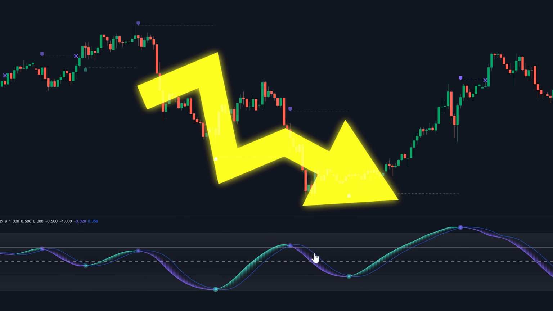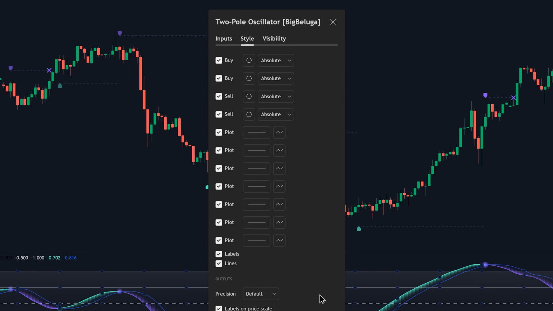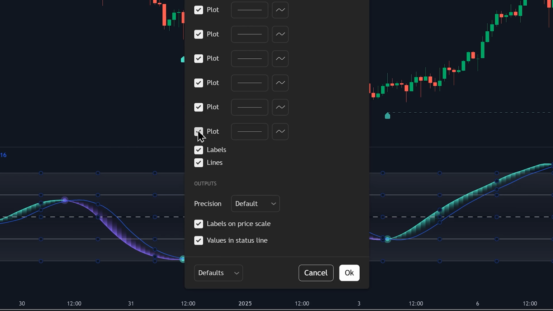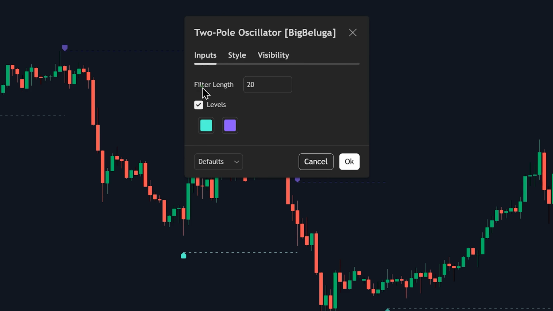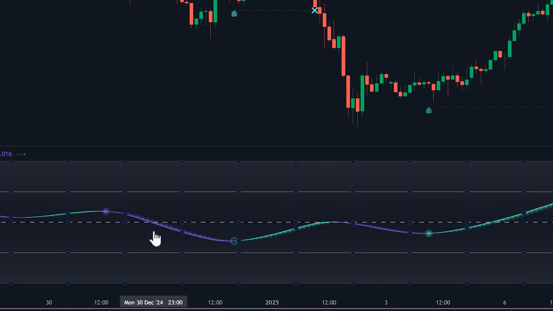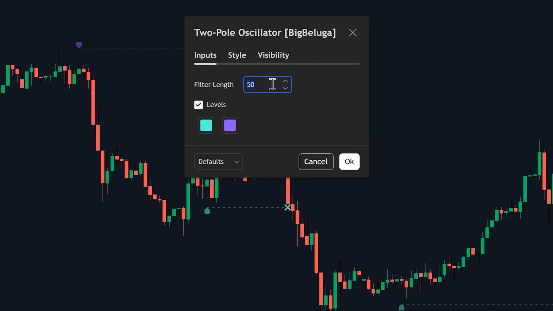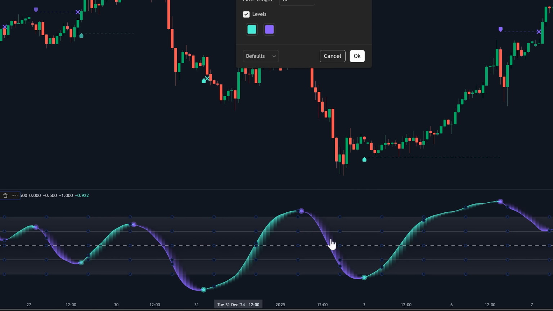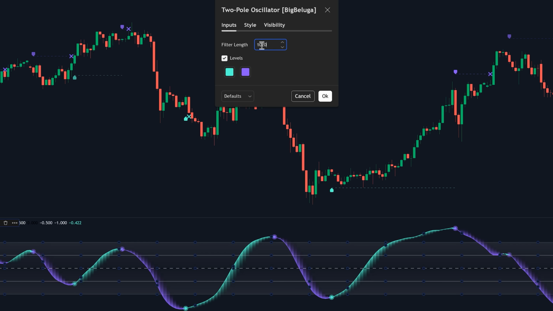If we go back to the settings of the indicator and then head straight to the Style tab, we can disable the last plot option. And then on the Inputs tab, we have the filter length, which controls how much smoothing is applied to the oscillator. A higher filter results in smoother signals, reducing short-term noise, but it may introduce more lag. Conversely, a lower filter length makes the oscillator more responsive to price movements, but it may also produce more false signals due to increased sensitivity.